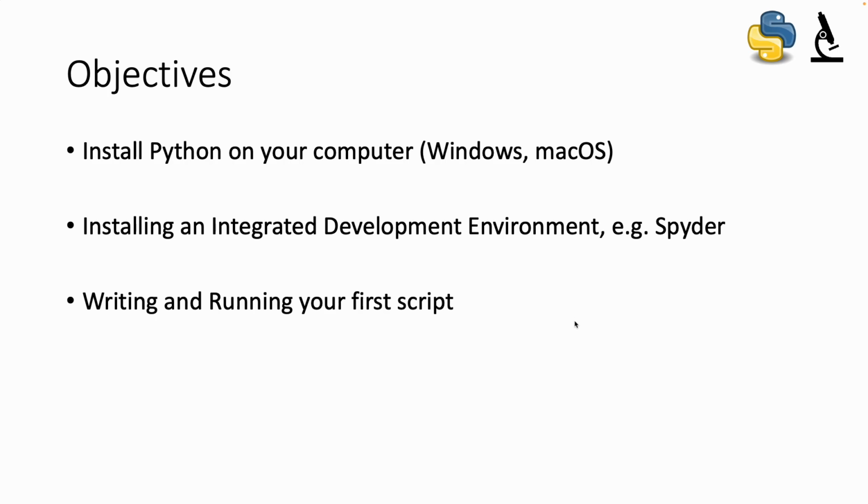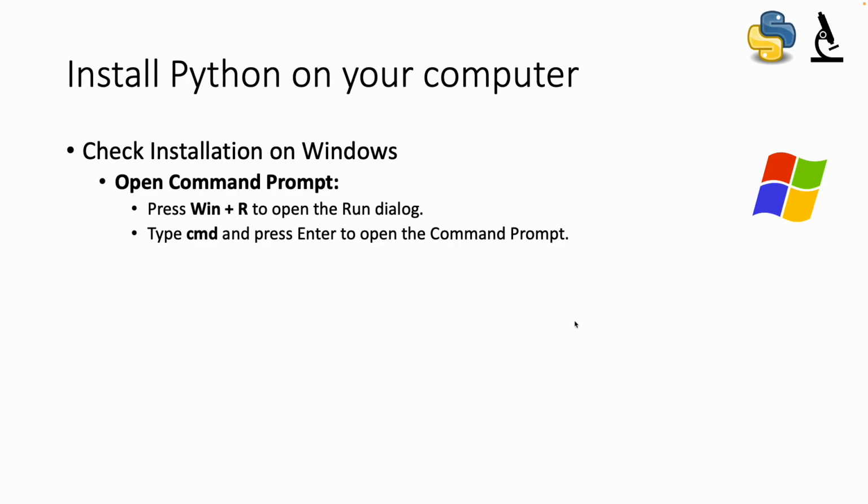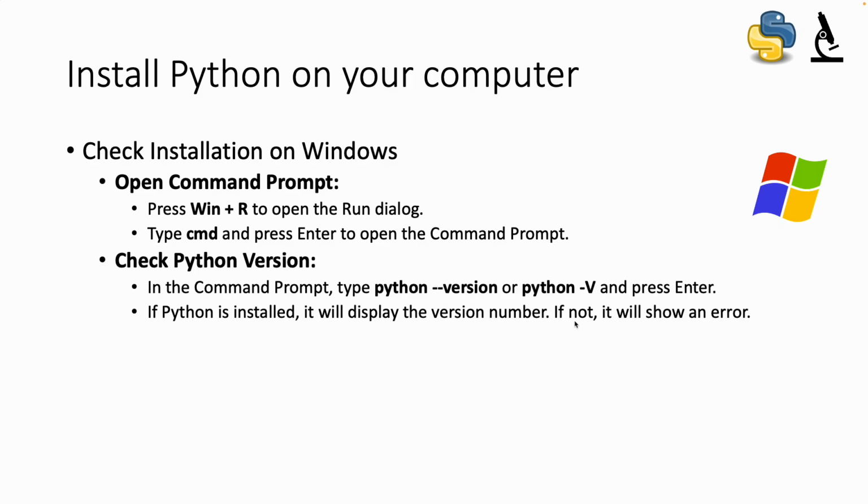So first of all, how do you actually install Python? First, on Windows, you need to check if Python is already installed so you don't mess with the current Python installation. How do you do that? You can open the command prompt in Windows, pressing the Windows button and R to open the Run dialog, and then type cmd and press Enter to open the command prompt.